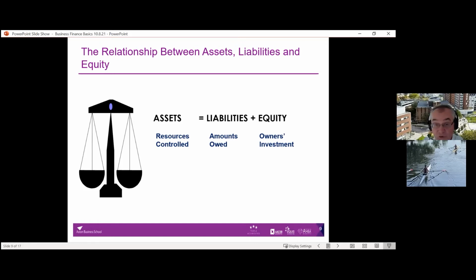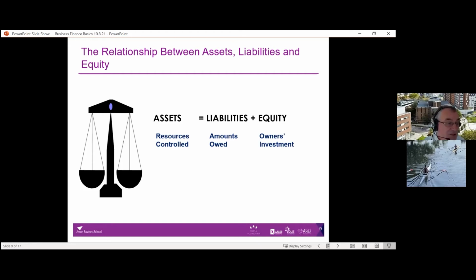And there are two ways that owners invest. They either give money to the company in return for shares, or the organization generates profits or surpluses, but they're not distributed to the owners in the form of a dividend. Therefore, those profits get reinvested, which is still part of the shareholders' investment in the company. So we've got assets, liabilities and equity. And the secret to understanding a balance sheet is to understand the relationship between these three items.